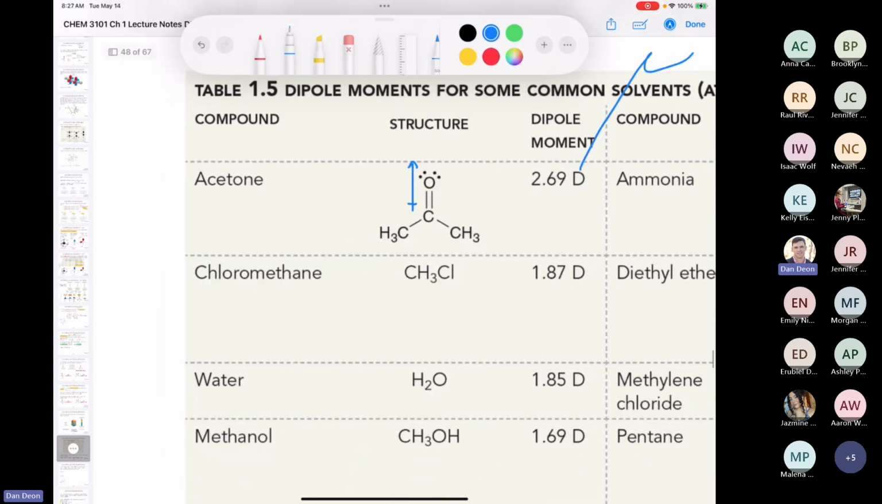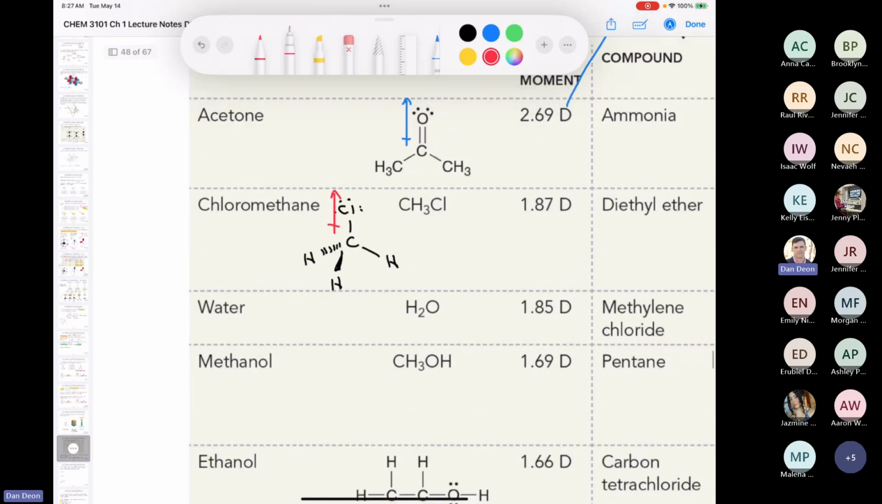Let's try another one. Chloromethane. We know that carbon always has 4 bonds. It has 3 to hydrogen and 1 to chlorine. If I draw the structure of chloromethane, I've got my chlorine here. Why don't I put the chlorine at the top? It might make it easier. Then I've got 3 hydrogens: 1 in the plane, 1 in back, and 1 out in front like this. Again, there's only one polar bond in this molecule. It's the one between the carbon and the chlorine. So you can see that this molecule has a dipole moment.